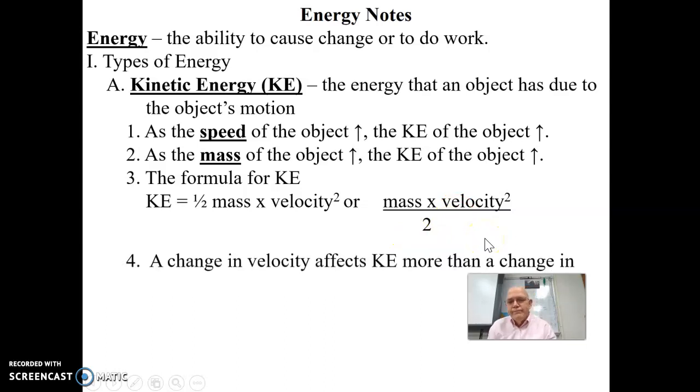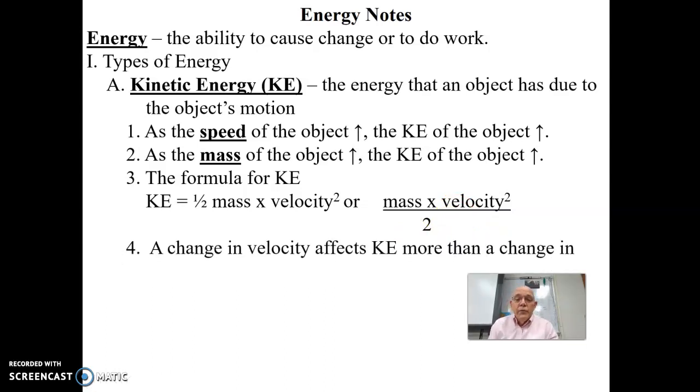Therefore, a change in velocity is going to affect the kinetic energy a lot more than a change in mass. If you triple the mass, it would triple the kinetic energy. If you triple the velocity, it would make 9 times as much. If you did 4 times the mass, it would be 4 times as much kinetic energy. But if you did 4 times the velocity, 4 squared is 16, so it would be 16 times. So it's a much greater increase if you change the velocity.